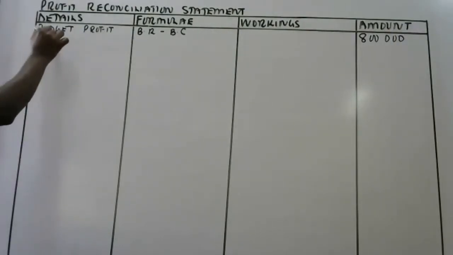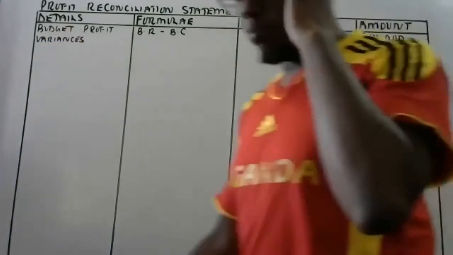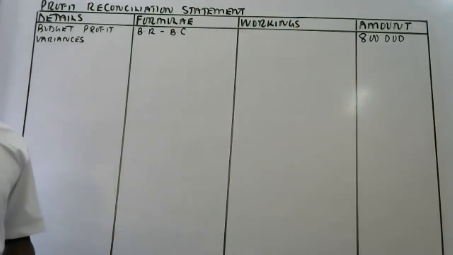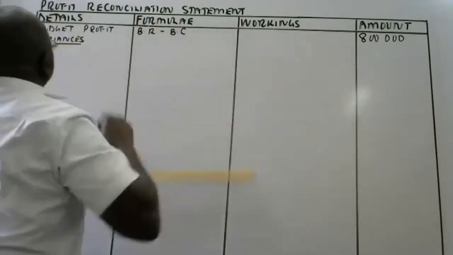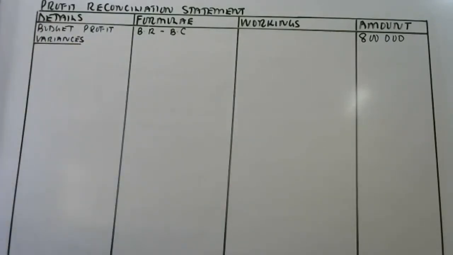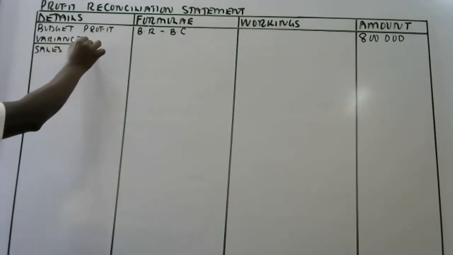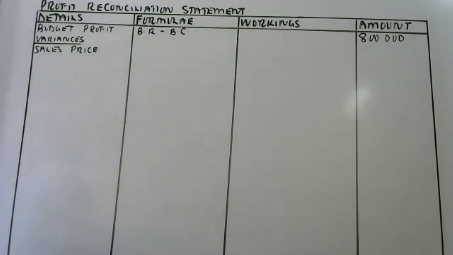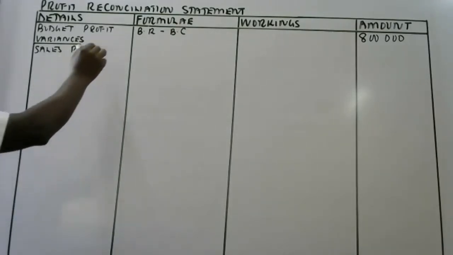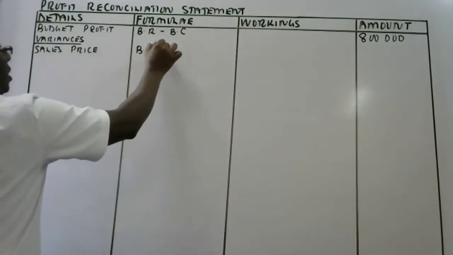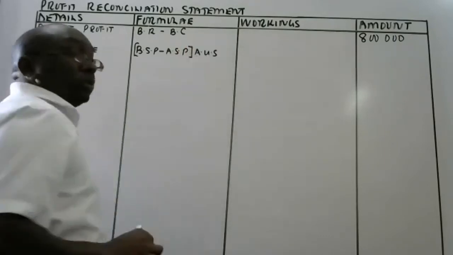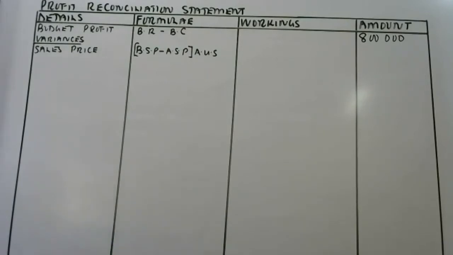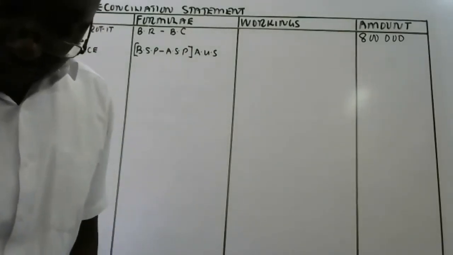Then you bring variances here. Variances. We always begin with sales price. When you are reconciling, it is given as budget selling price minus actual selling price, you multiply by actual units sold. So we write just the initials because you already have the formulas in full. The formulas are already there with us.